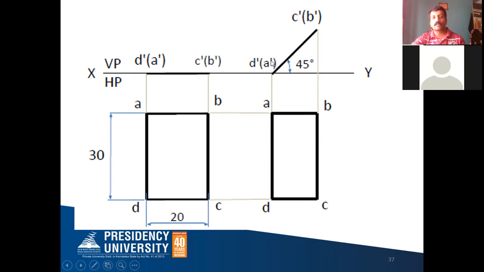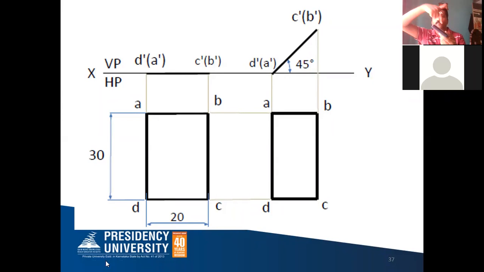A is here, A dash is here, this is A. B is here, B dash is here, this is B. C is here, C dash is here, this is C. D is here, D dash is here, this is D. So now we can join this ABCD with a thick line. So it's the apparent shape of your rectangle in the second position that you're going to get. See? So this is the shape you're going to get.